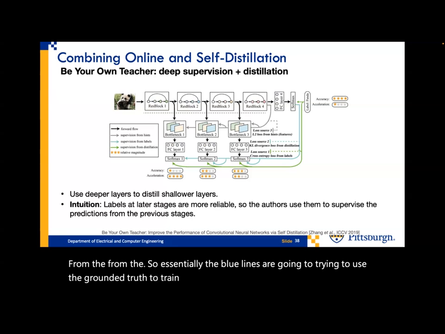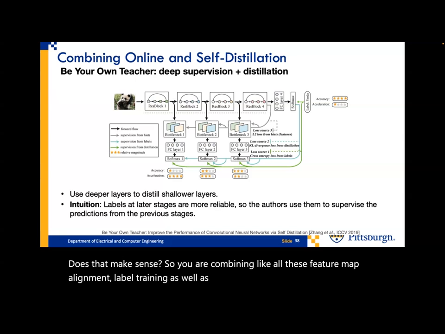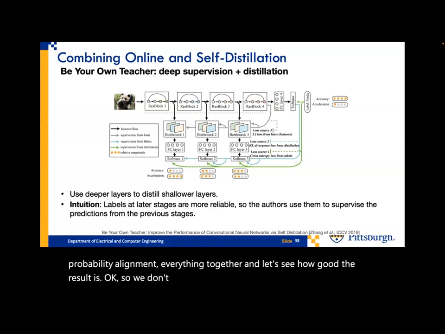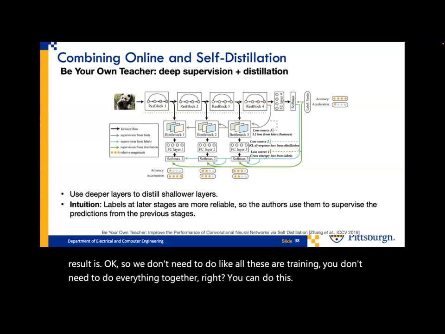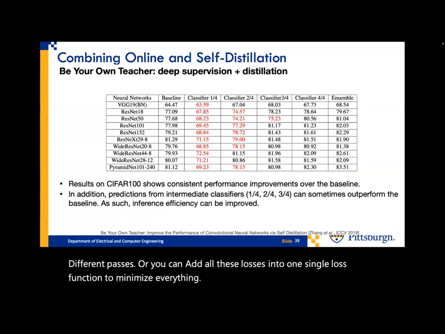Finally, the green lines are trying to match the output logits, the prediction probabilities, between all these different exits. Does that make sense? So you're combining feature map alignment, label training, and the softmax output probability alignment, everything together. And let's see how good the result is. You don't need to do everything together. You can do different passes, or you can add all these losses into one single loss function to minimize everything. So there are different ways of doing this.